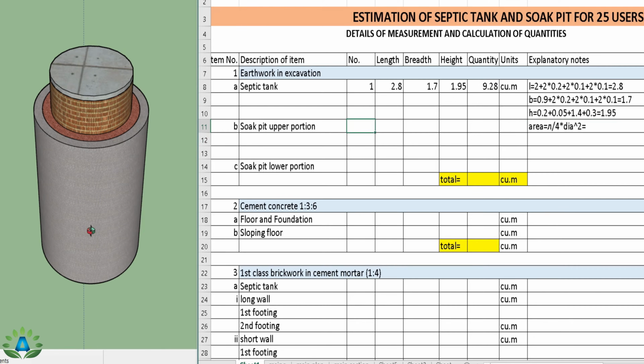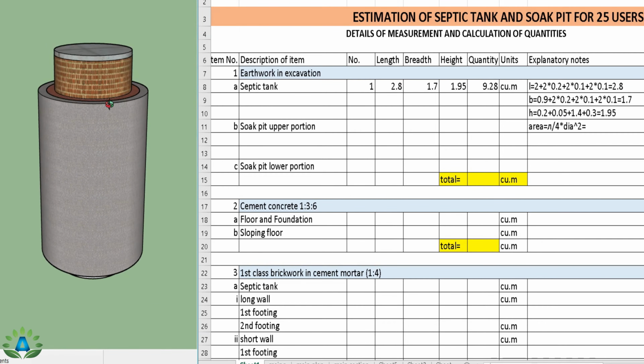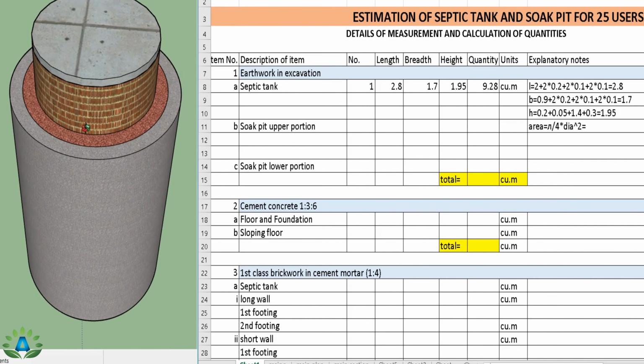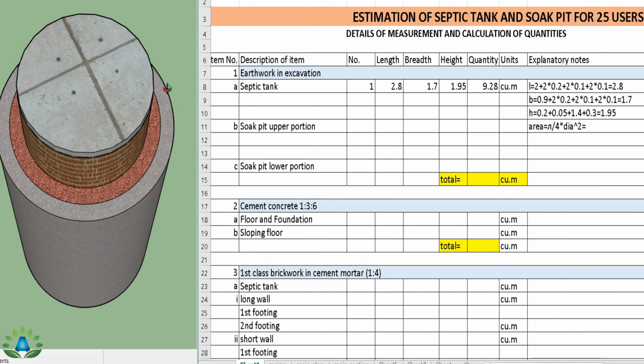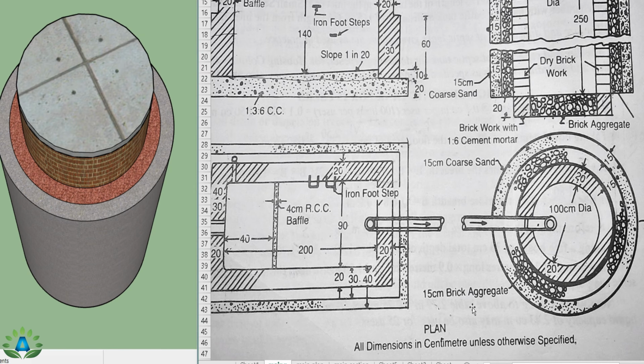That means this portion. We have to do the excavation for the circular trench from this point, the ground level. We know the formula for the area of the circle, that is pi by 4 into d square, and we have to calculate the diameter from this outer to outer portion. So the total diameter of this outer to outer edge is 100 centimeter, inner to inner portion, plus 20 centimeter from both sides, plus 15 centimeter on both sides, and this portion is also 15 centimeter. That is, this is the 15 centimeter brick aggregate.